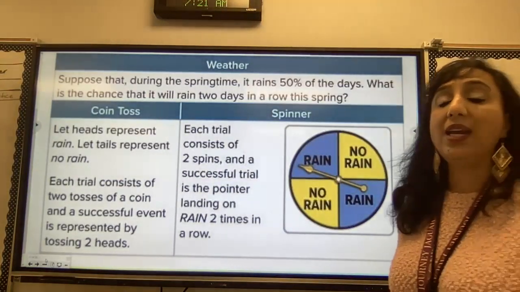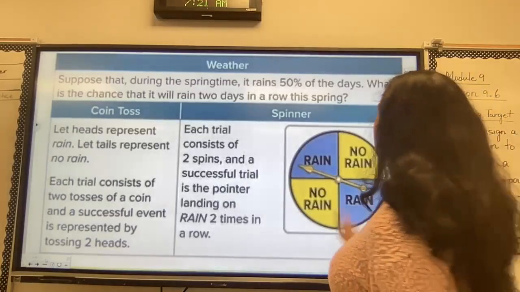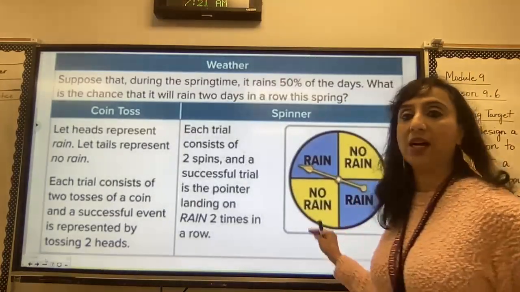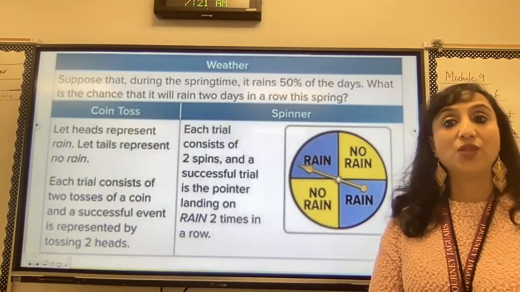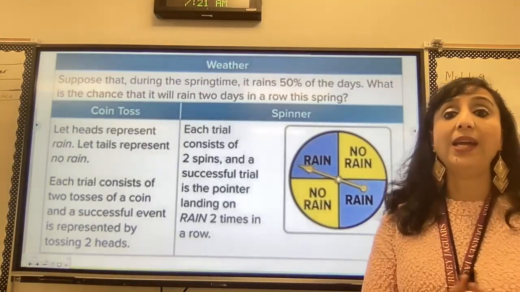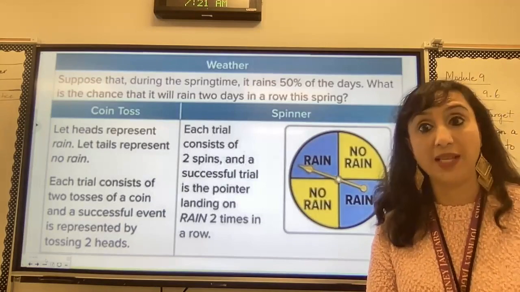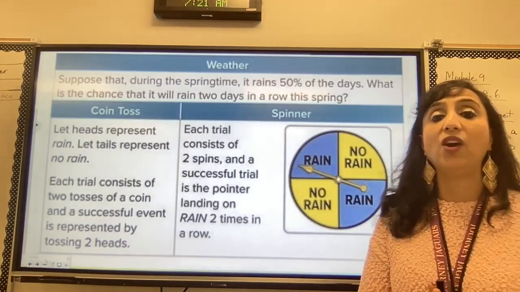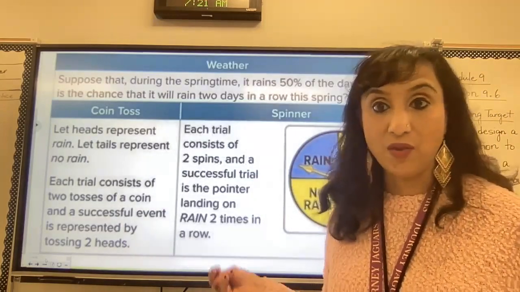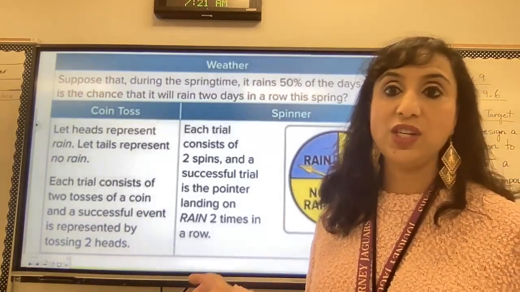As far as the spinner is concerned, I can have four equal sections, two with rain and two with no rain. So each, as you can see, is 25%. Each trial consists of two spins, and a successful trial is the pointer landing on rain 2 times in a row. So this is a great simulation of weather.